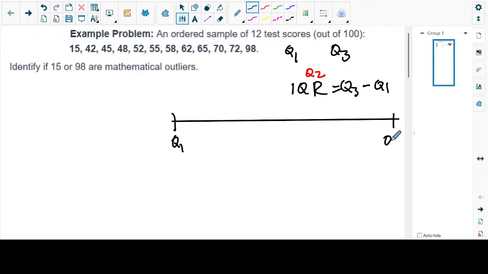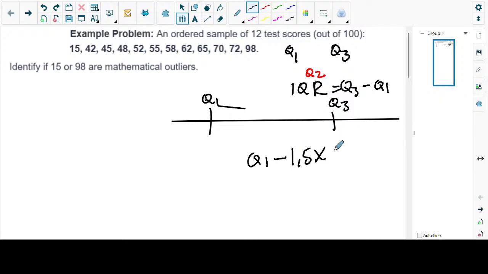For us to be able to determine if something is an outlier, we are going to use a formula. First, for Q1, the formula says Q1 minus 1.5 multiplied by the IQR. So we need to know what Q1 is, and then we subtract 1.5 multiplied by the IQR from it. That's the first part.